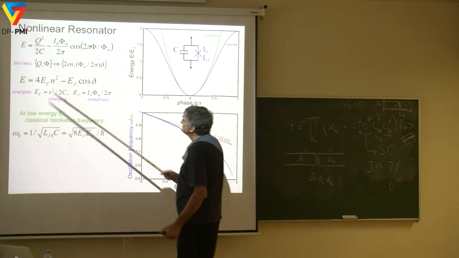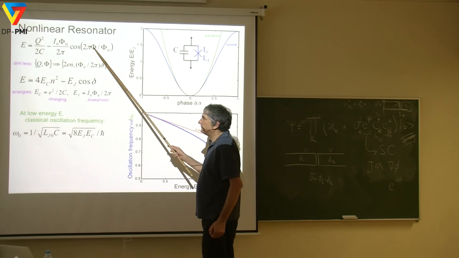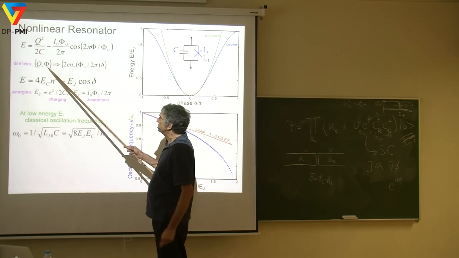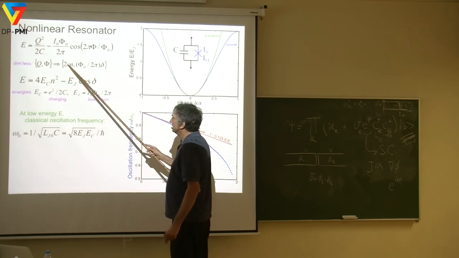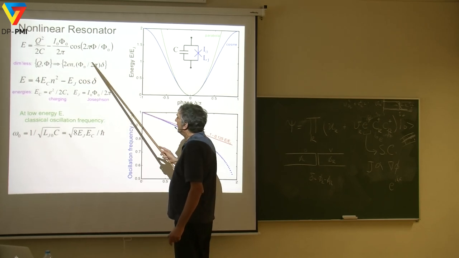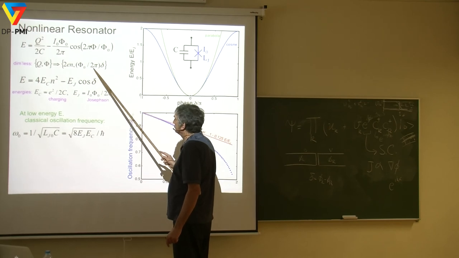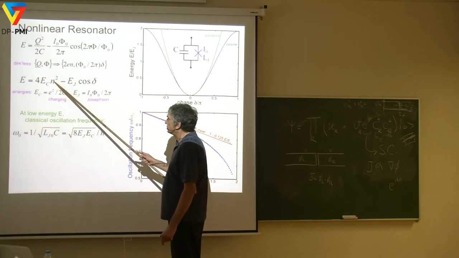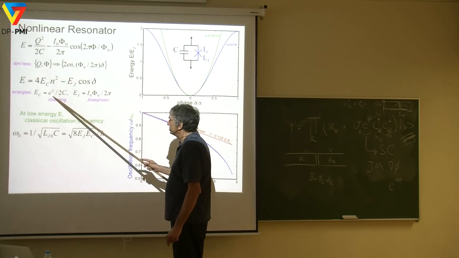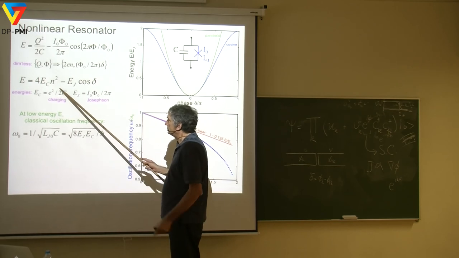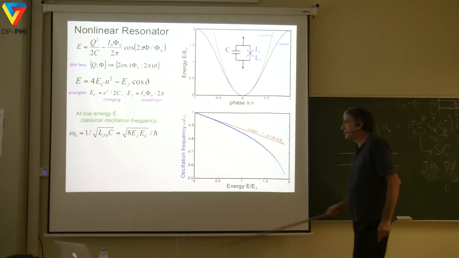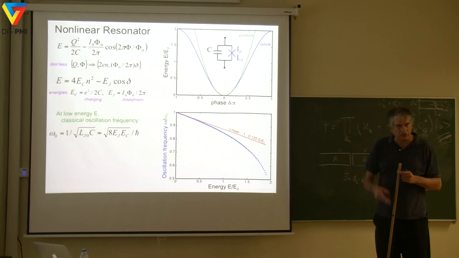So I've written this in terms of charge and flux, okay, to make it look like an inductor and capacitor. But you can go to dimensionless units, which physicists like to do. So charge is now dimensionless charge, just divided by 2e. And the flux is divided by phi naught over 2 pi. So now we have something as n squared, dimensionless charge, and cosine delta. And then we have a charging energy here, which is just the energy of a single electron across the capacitor, and then this Josephson energy. Okay. So let's solve that.